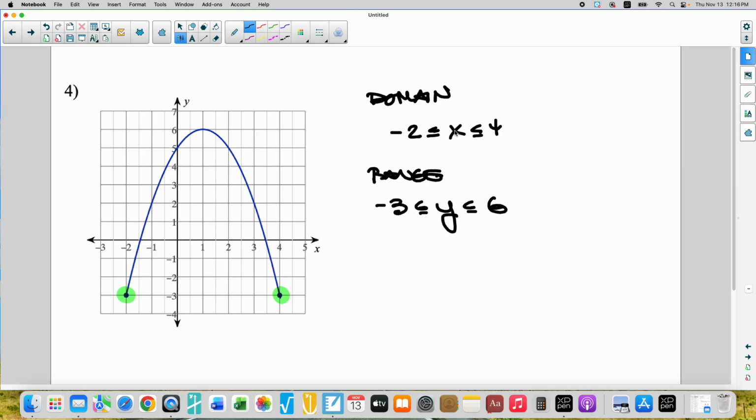When I talk about the domain, I need to have my x variable. When I talk about the range, I talk about my y variable. And so if we took all of these coordinates, these points, and wrote down every single coordinate, those x values for all those coordinates would be between -2 and 4, including. And if we looked at all those coordinates, my y values would range from -3 to 6.